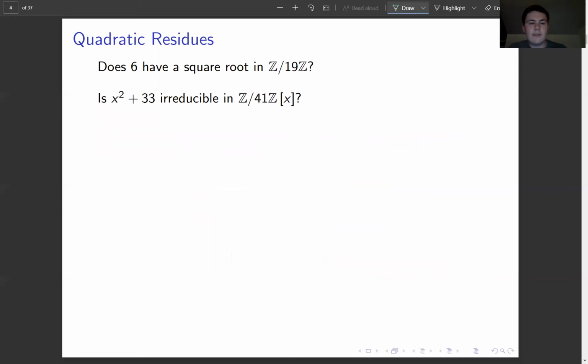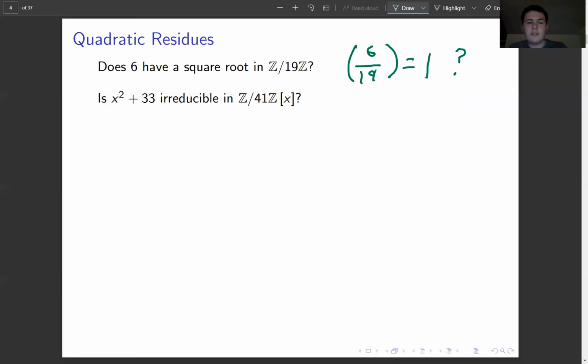So we can use the idea of the Legendre symbol to ask some questions like, does 6 have a square root in this finite field? Well, that's the same thing as asking whether this Legendre symbol is 1. And you can imagine that we can also use it to talk about things like irreducibility of these polynomials over finite fields. The Legendre symbol allows us to succinctly state some questions about whether things are squares mod a number.